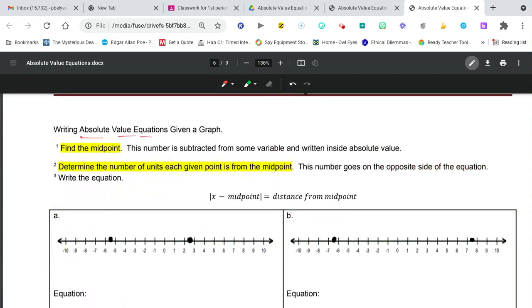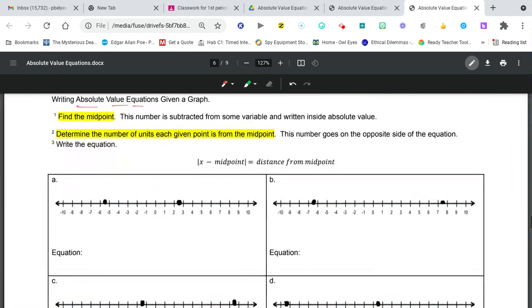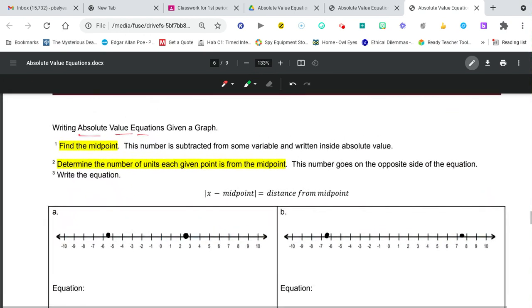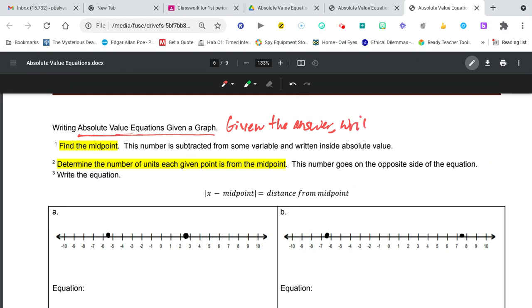Okay, let's take a look at the last page we're going to discuss in the video today. Writing absolute value equations given a graph. In other words, if I give you the answer, write the equation. So we're going to focus on that. I don't like the way that looks. All right, so this is very easy. I'm going to give you the steps that you need to write the equation given the graph, okay?